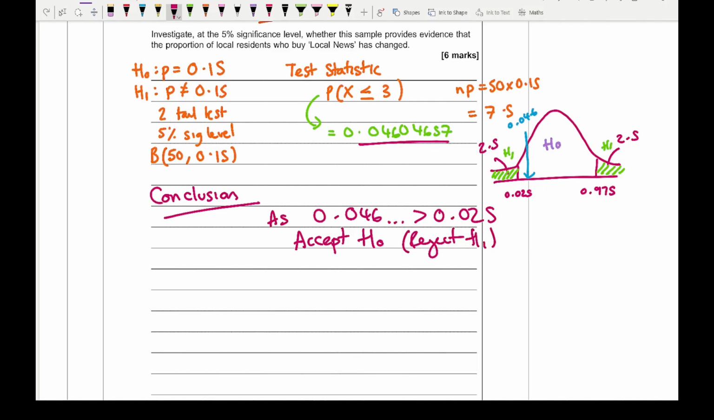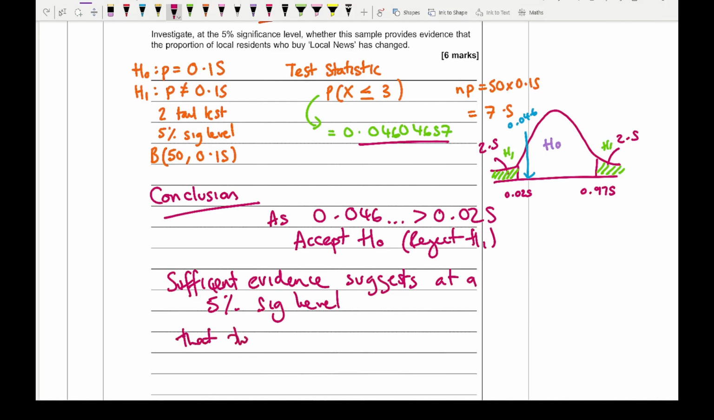And then we just need to write a closing statement: that sufficient evidence suggests, at a 5% significance level, that the proportion of people buying Local News has not changed.